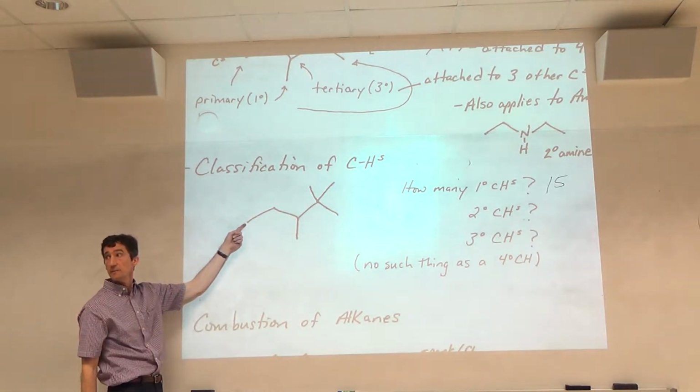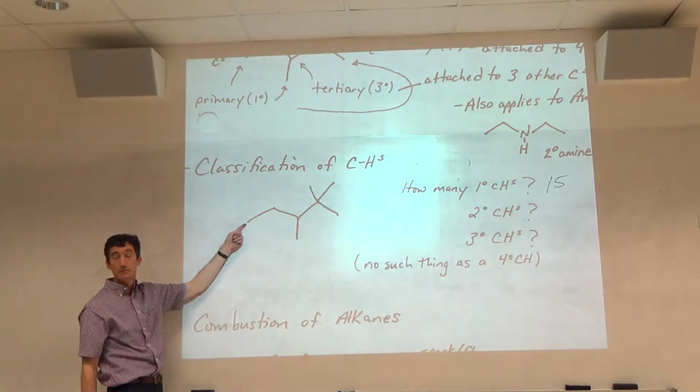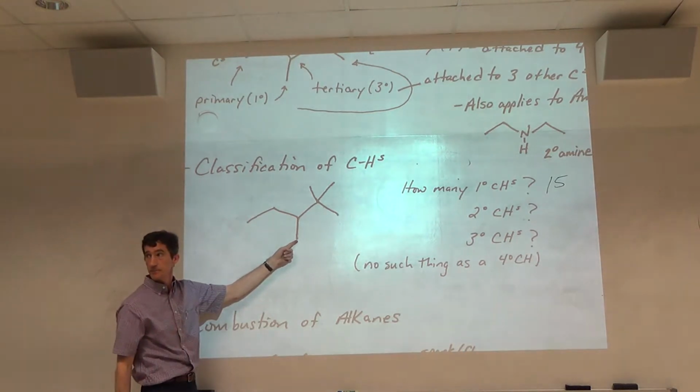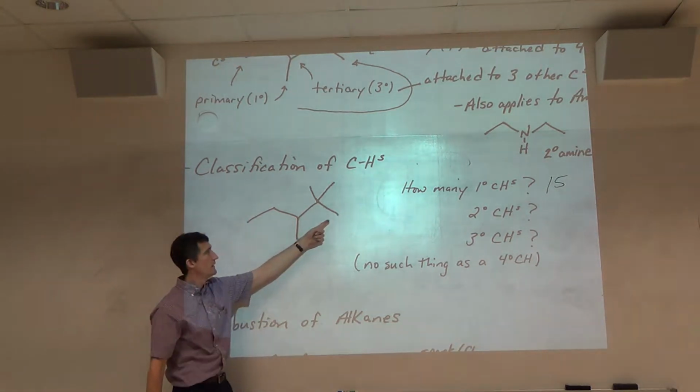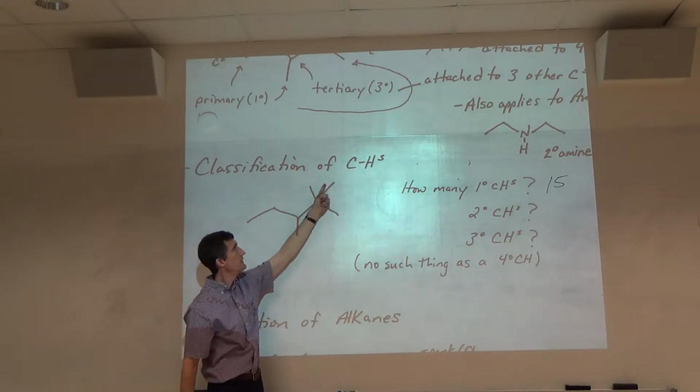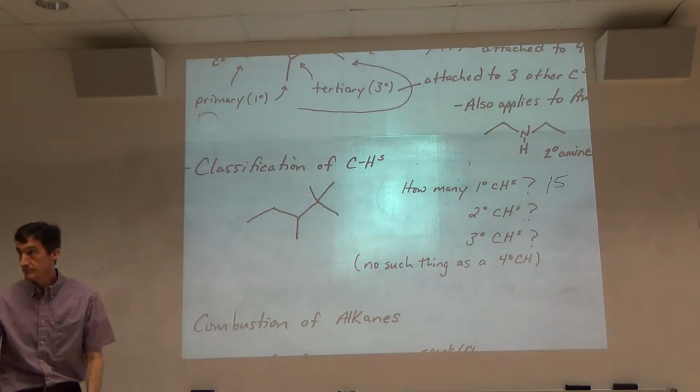Primary carbon, how many H's left? That's primary carbon, how many H's left? Three. For a total of 15.